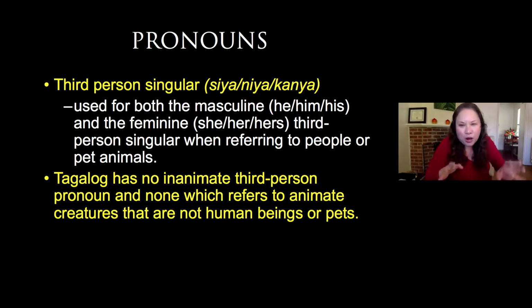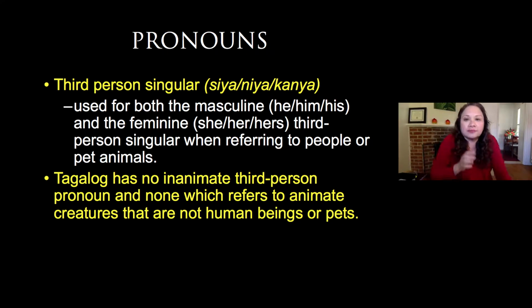So, and this solves a lot of problems, right? So for example, if you're talking to a transgendered person or a gay person or a lesbian person, you don't have problems of what is your pronoun preference or something like that. You just use siya, niya, kanya, and you're good. Okay. So it's used for both the masculine he, him, his, and the feminine she, her, hers, third person singular when referring to people or pet animals. Okay, so pet animals, you just consider them as people as well.